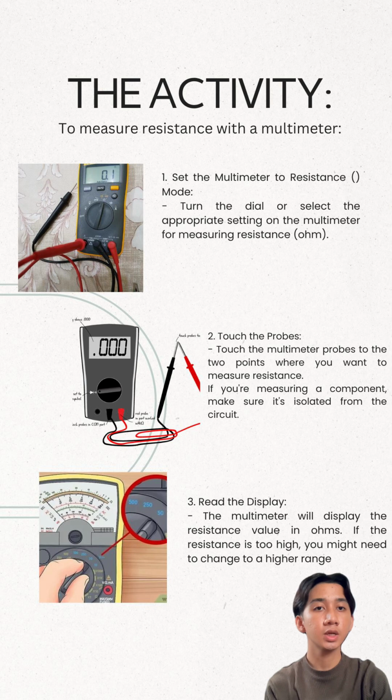Next is to measure resistance with a multimeter. Firstly, set the multimeter to resistance mode. Turn the dial or select the appropriate setting on the multimeter for measuring resistance, ohm. 2. Touch the probes. Touch the multimeter probes to the two points where you want to measure resistance. If you are measuring a component, make sure it's isolated from the circuit. 3. Read the display. The multimeter will display the resistance value in ohms. If the resistance is too high, you might need to change to a higher range.